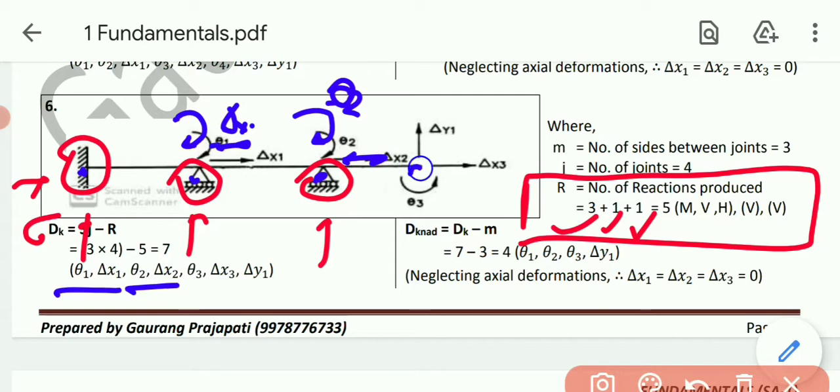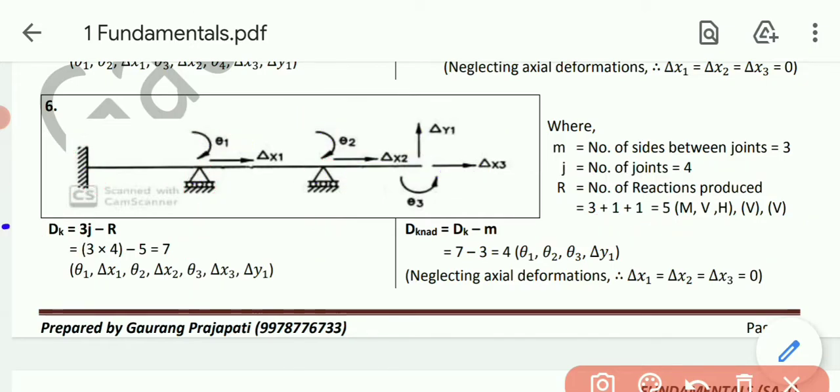See, and this one is the free support, so all 3 reactions: theta 3, delta x3, delta y1. So even before calculating the degree of freedom, I can get the answer by just a simple concept: which deformations are produced at which support.